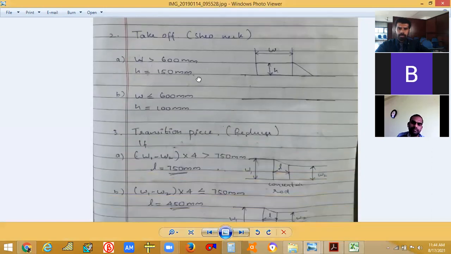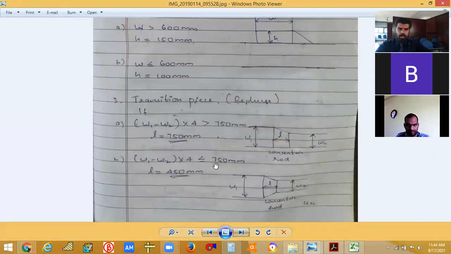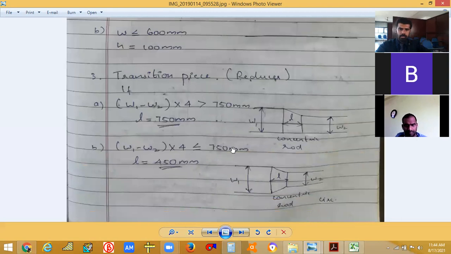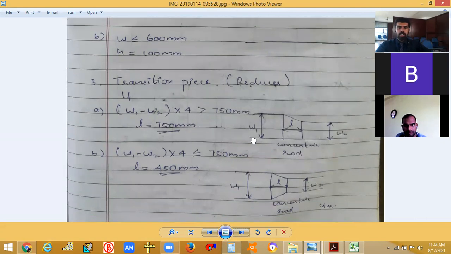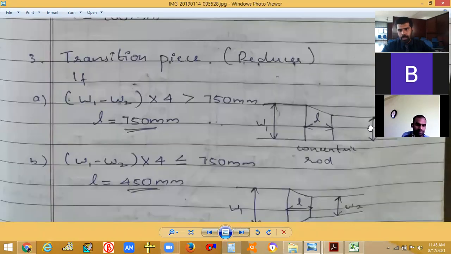Now, one more thing is the transition piece or reducer. This is concentric and this is eccentric, or this is eccentric and this is concentric. Okay. Now, transition piece, reducer. We could call it a reducer or a transition piece. You can see this is a main duct, or this is the larger duct. This is the smaller duct. This big duct is connected to a small duct with the help of a reducer.